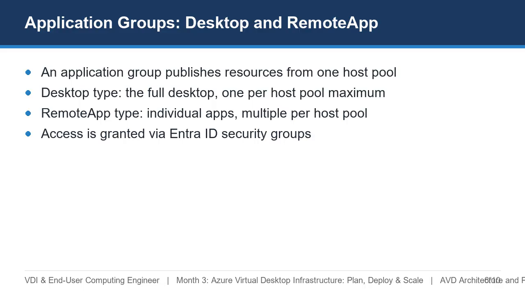An application group is a logical container that publishes resources out of exactly one host pool. It can't exist on its own. A desktop application group publishes the whole desktop, and a host pool can only have one of those. A remote app application group publishes a curated set of individual applications, and a host pool can have several, each assigned to a different group of users. In every case, you grant access with a Microsoft Entra ID security group, not individual user assignments.